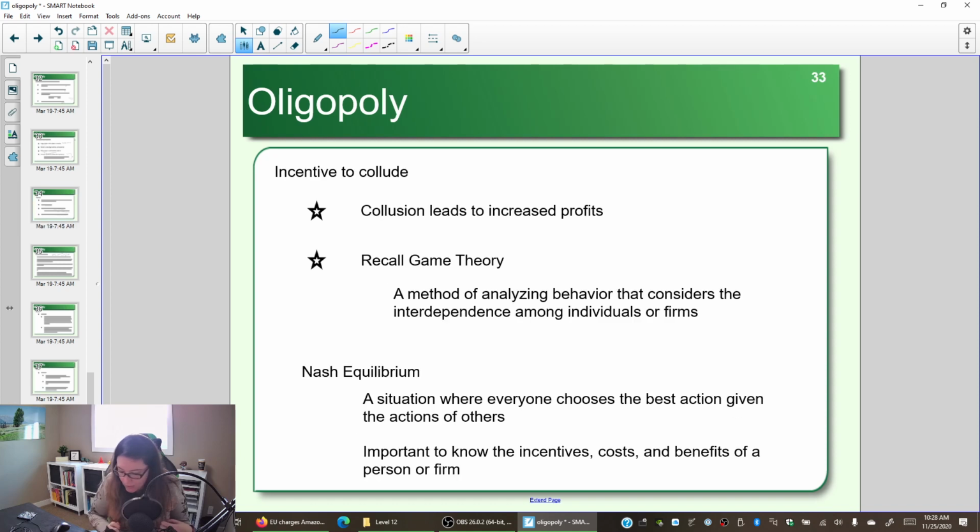And so to better understand this incentive to collude, we're going to recall game theory that we discussed earlier this semester and Nash equilibrium. And we're going to do that in the next video.